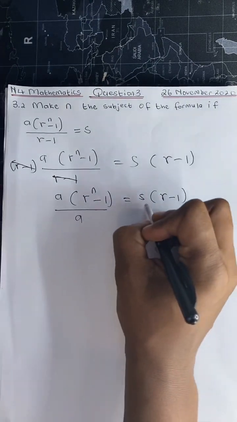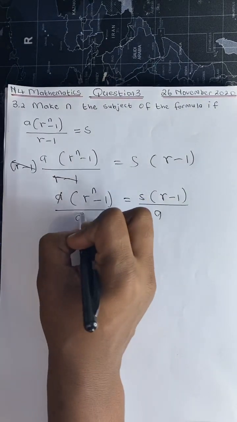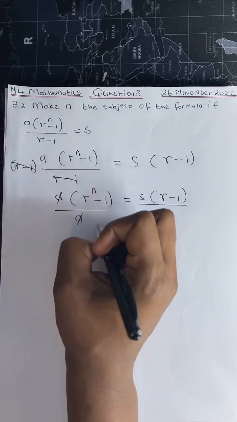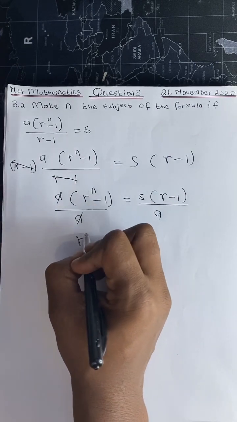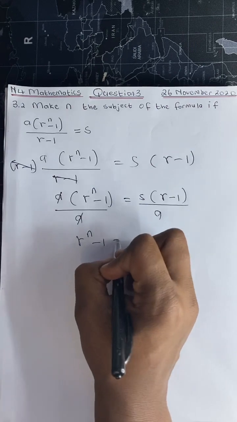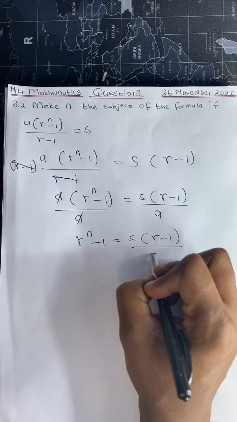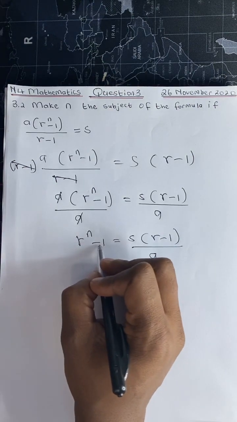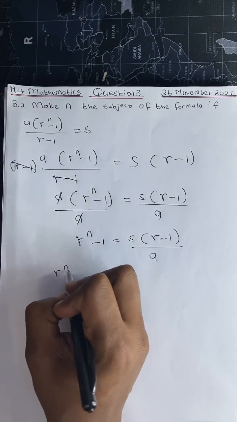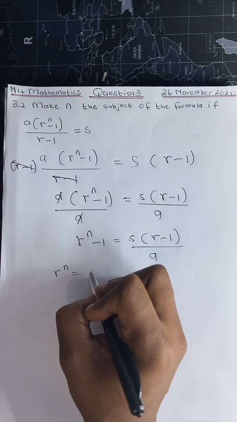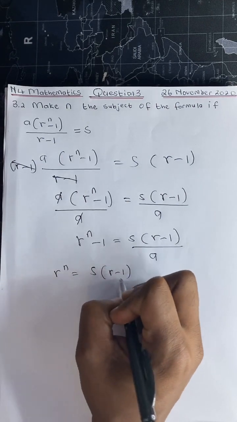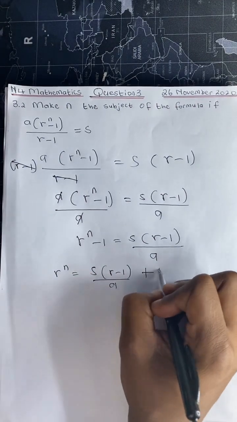We divide both sides by a, so that a will cancel out that a. So we are hunting that n. So you have r to the power n minus 1 is equal to s into r minus 1 divided by a. So we take this negative 1 to the right. It's going to change sign from negative 1 to positive 1.